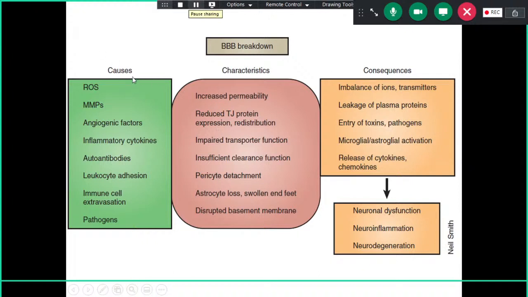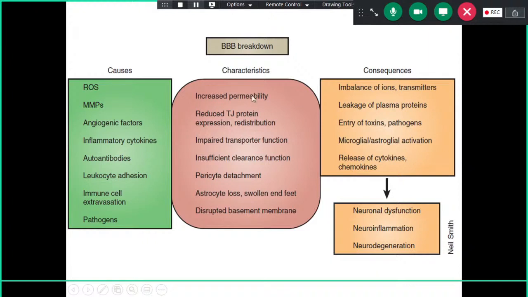So what are the different components there? You have the reactive oxygen superoxide molecules, different metalloproteases, angiogenic factors, inflammatory cytokines. So all these components and pathogens can damage the blood-brain barrier. What will happen if the blood-brain barrier is damaged? It will increase the permeability and reduce endothelial tight junction integrity, causing leakage. It will cause impaired transporter function, insufficient clearance function, pericyte detachment, astrocyte loss, and a disrupted basement membrane.